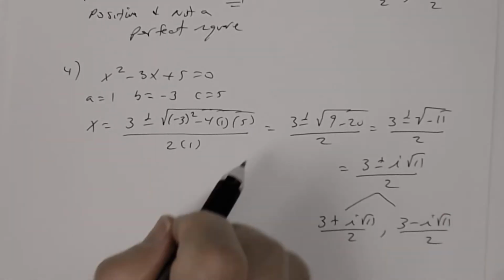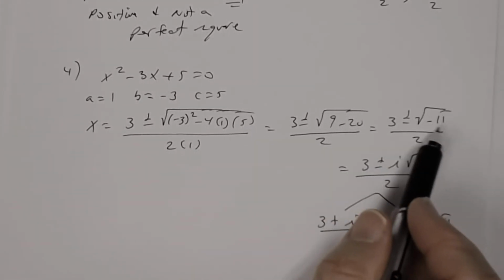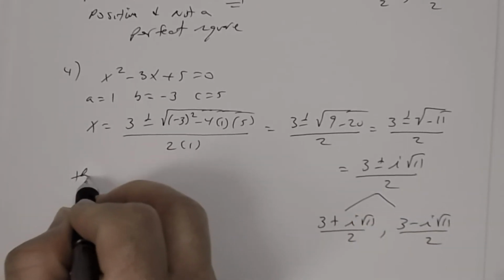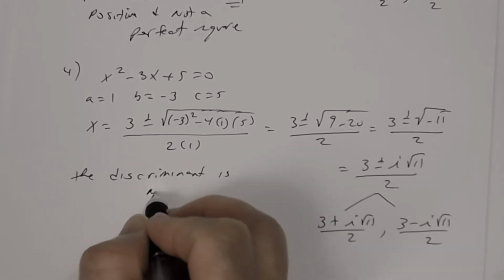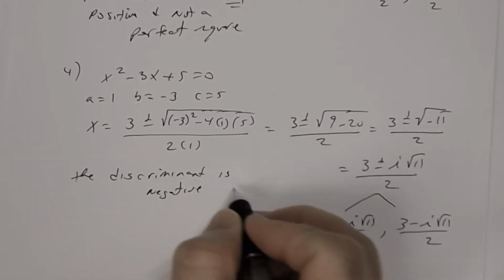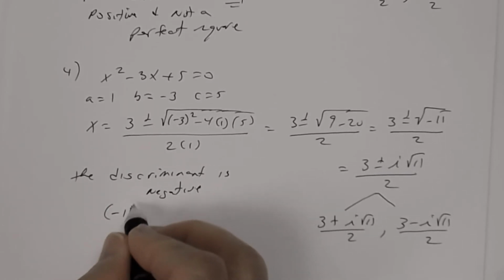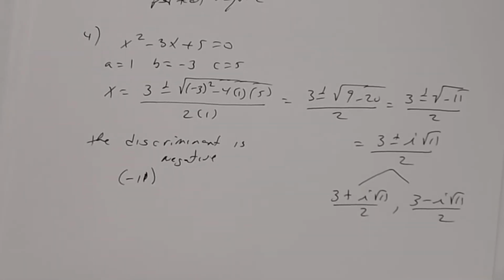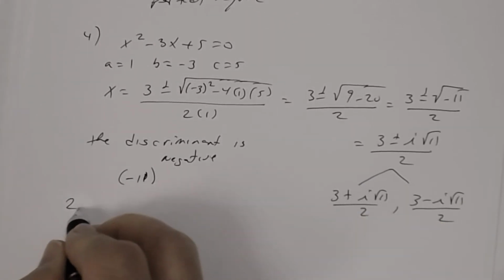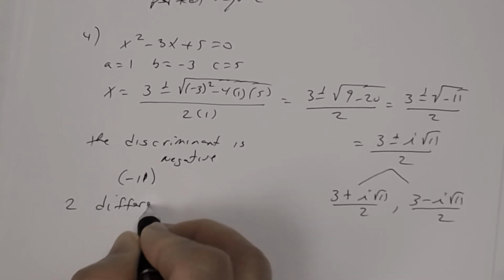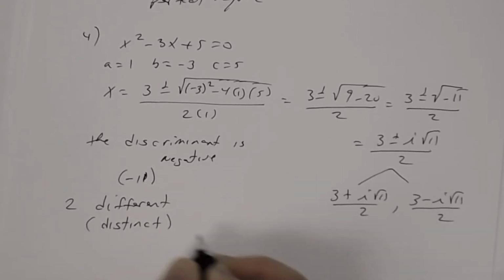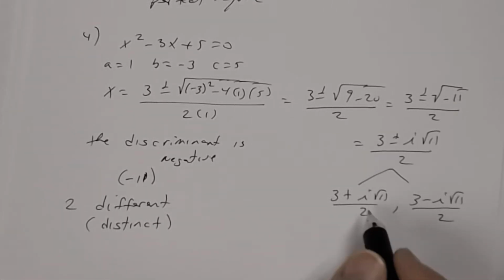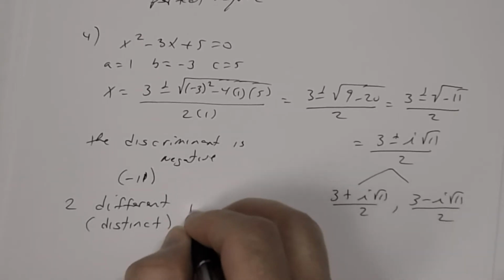So if the discriminant, and notice the discriminant is negative, right? In this case it's negative 11. So if the discriminant is negative, you get 2 different, another word for different is distinct, 2 different distinct imaginary solutions.